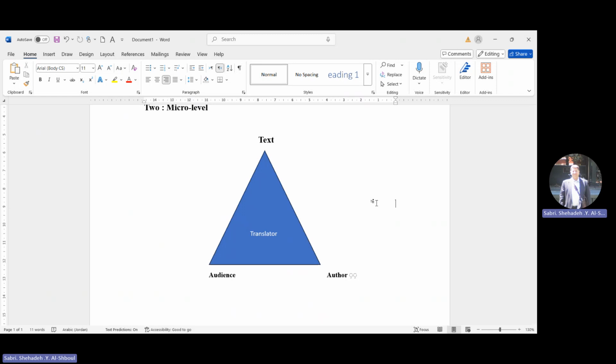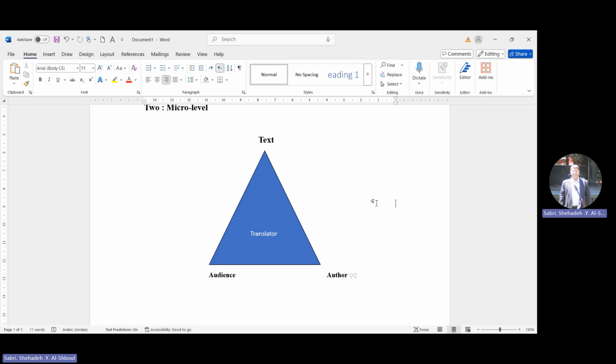So the motivation for placing the translator in the center of the triangle is because we need to show the dynamic role that the translator plays by having direct access from equidistance on the triangle itself to the three contextual factors. So here we can see that the translator is in the middle, and the translator has the same distance to all the factors: the text, author, and audience.